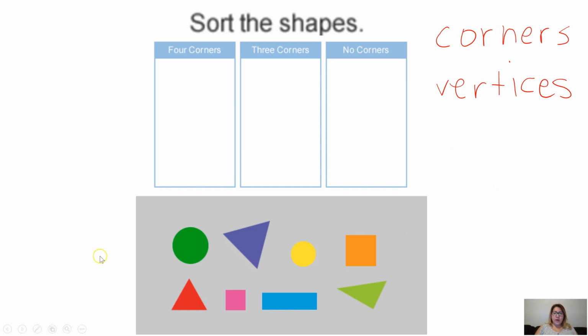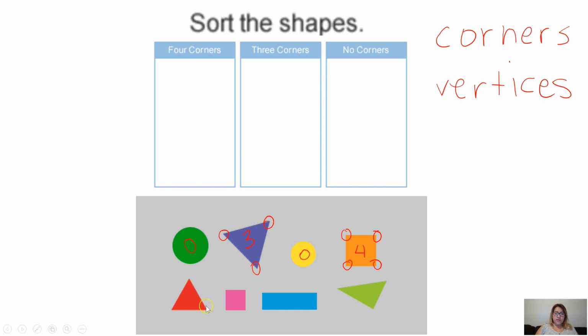So if you hear the word vertices or the word corners, we're referring to the same thing. Okay, so this one is a circle. It has 0 corners. This one is a triangle. Let's check how many vertices. 1, 2, 3. This one has 3. This is a circle, 0 corners. I'm going to write the numbers of how many corners each shape has. This is a square. 1, 2, 3, 4. It has 4 corners or 4 vertices.